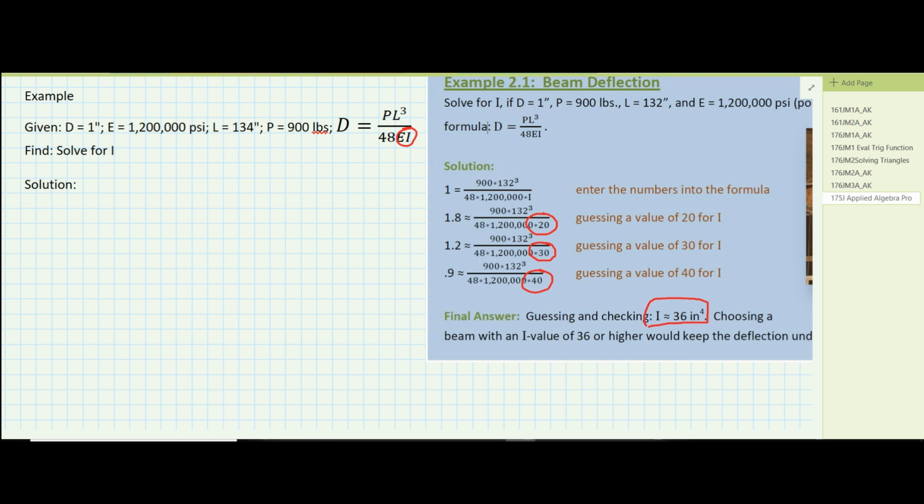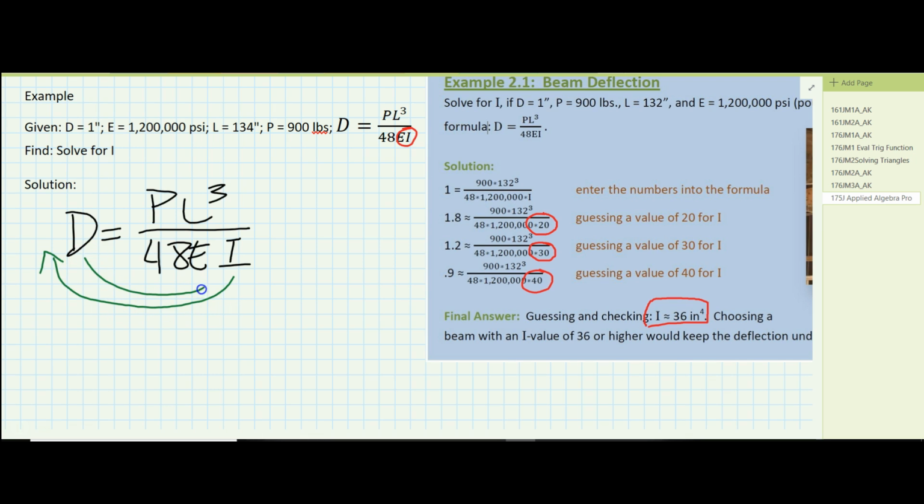So we want to get I by itself. So let's try and get I by itself. We have D equals PL to the third over 48 E I. What we want to do is move I to a point where it's on the left side by itself. And to do that for this equation, it looks like we just have to move I to the left side and then move D to the right side.